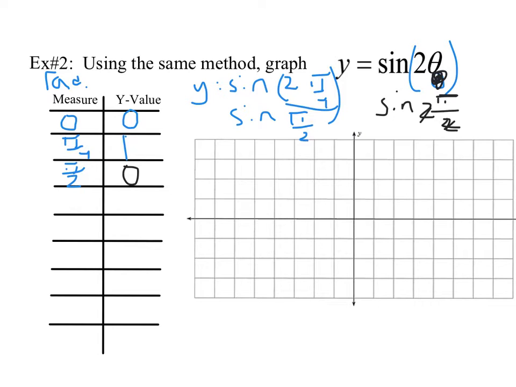So let me just graph this cycle. 0, 0 is here. What should I count by? I'm still going to count by, this is pi over 4, and this is pi over 2. Let me just put one of these in there, pi over 2. And this is 3 pi over 4, this is pi, and then 1, 2, 3, 4, and then this end here is 2 pi.